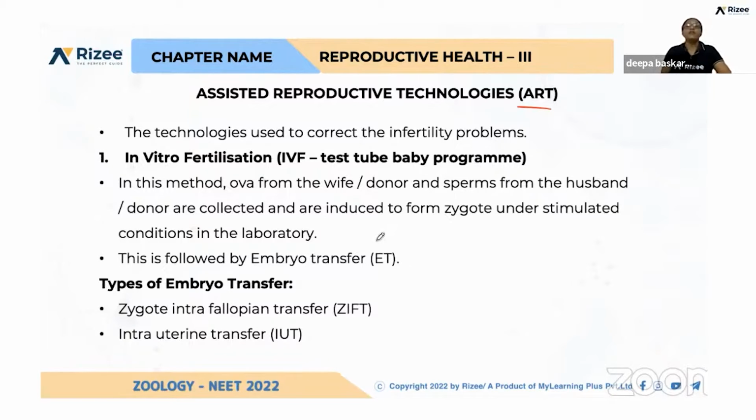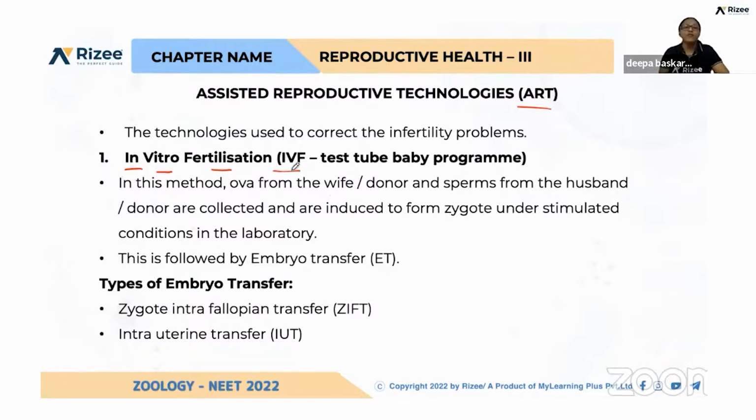And whatever kind of problem is existing, whether in male or female, based on that any one of the following technologies can be used to rectify infertility. Let us see one by one. So in vitro fertilization is important and a very impressive technology which is used to cure infertility.